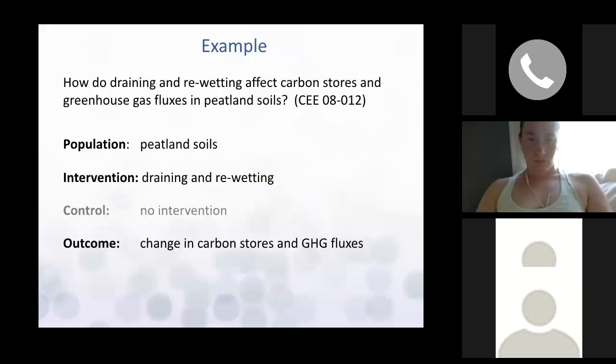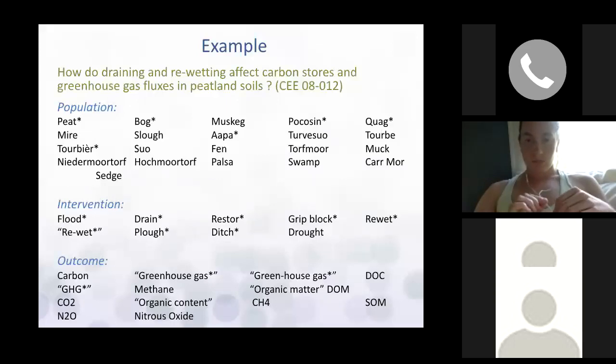Okay, so when you're coming up with your PICO, you might start with something quite simple where you're like, okay, we're looking at peatland soils and we're looking at draining and rewetting. There's lots of peatland studies out there. But you can see how you start thinking of all these different ways in which you could talk about your population, your interventions, and your outcomes. You know, you can see that there's organic matter, dissolved organic matter, the DOM, and organic contents. And so all things that are sort of getting around the same sort of concept, but different ways of phrasing it. And so you'll have to keep playing around with those.